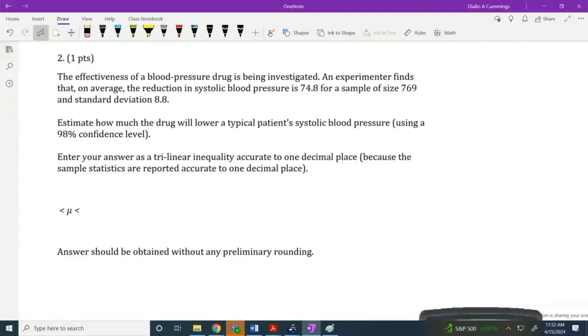Okay. So now this one reads that the effectiveness of a blood pressure drug is being investigated. An experimenter finds that on average, so that's another word for the mean. On average, the reduction in systolic blood pressure is 74.8. The sample size is 769, and the standard deviation is 8.8.